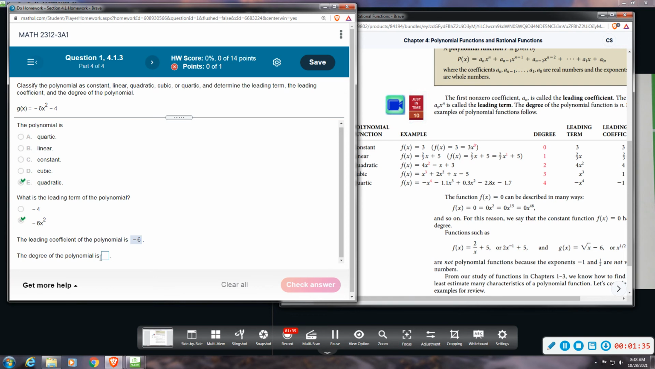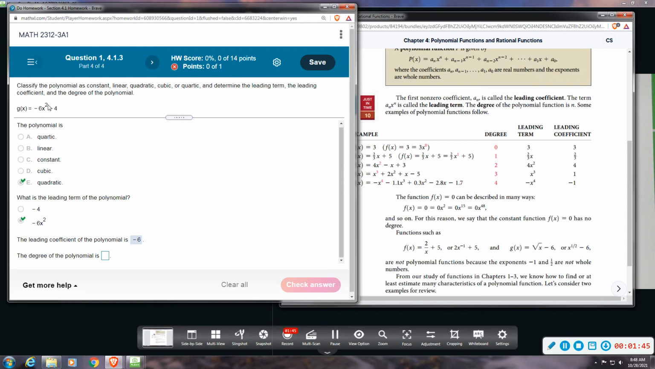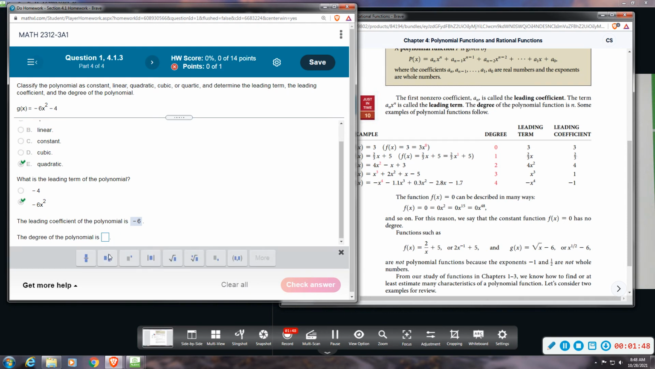And then the degree, okay, of course, is just that exponent. So it's highlighted in red. It's 2, and you can see under that column is 2. So in this case, highest exponent is 2. That's why we got quadratic.